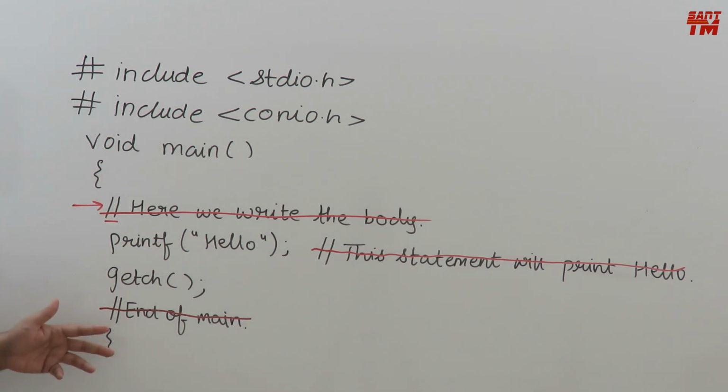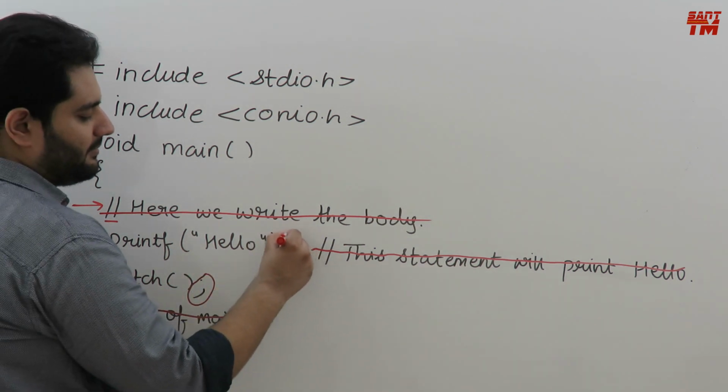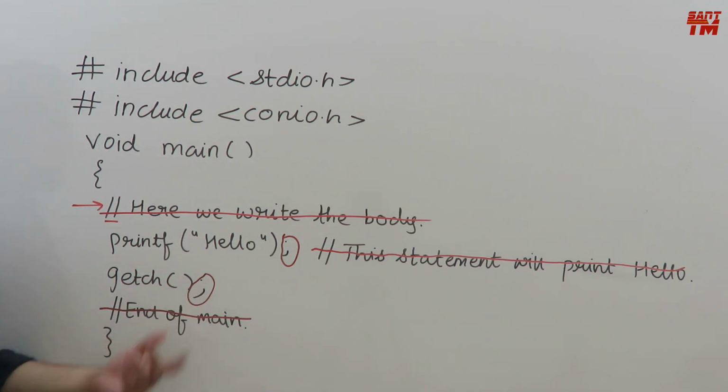So I hope the simple task and how to write a very basic C program is clear to you. This semicolon here and here are called the statement terminators. Just like we use a full stop in English, we use a semicolon in C language. So this is our basic C program.